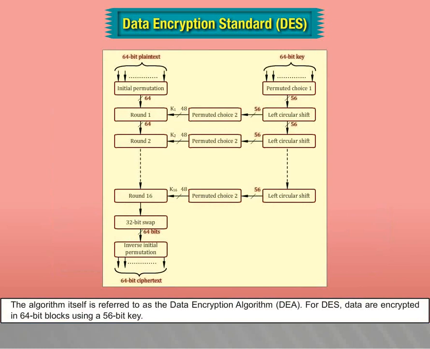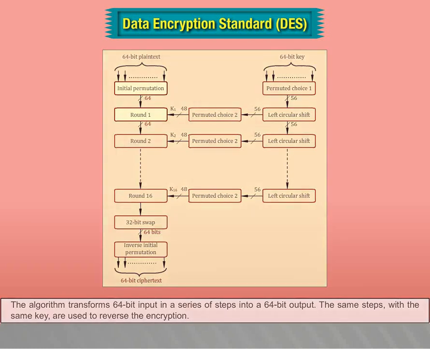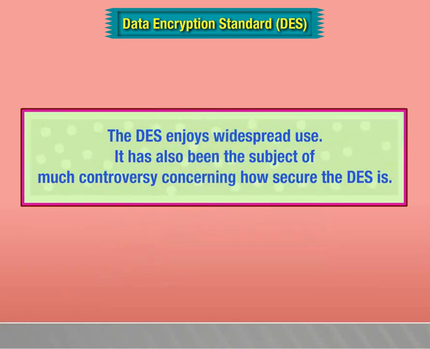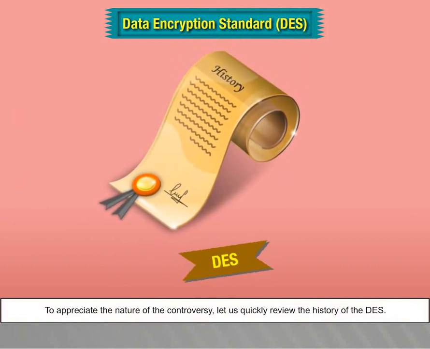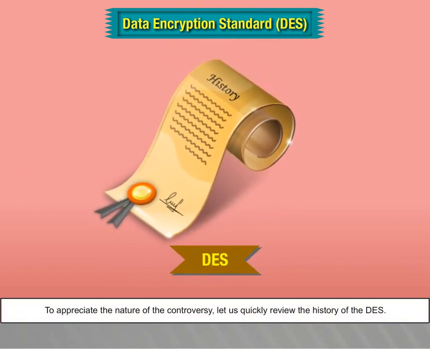For DES, data are encrypted in 64-bit blocks using a 56-bit key. The algorithm transforms 64-bit input in a series of steps into a 64-bit output. The same steps with the same key are used to reverse the encryption. The DES enjoys widespread use. It has also been the subject of much controversy concerning how secure the DES is. To appreciate the nature of the controversy, let us quickly review the history of the DES.